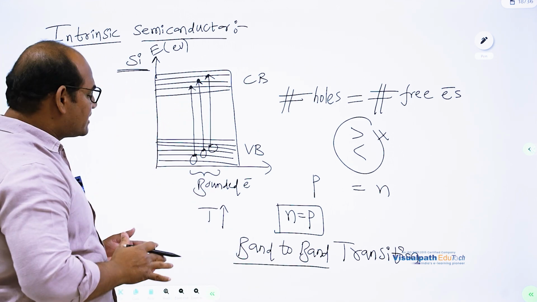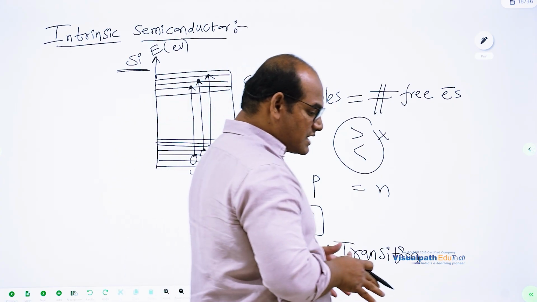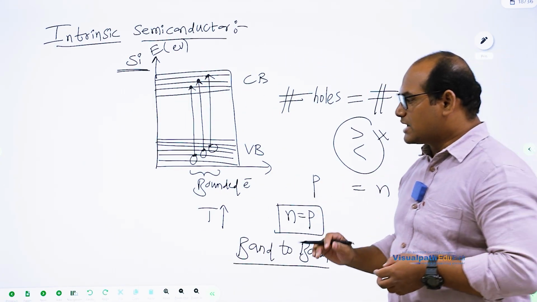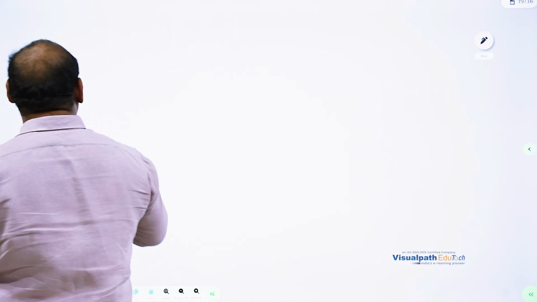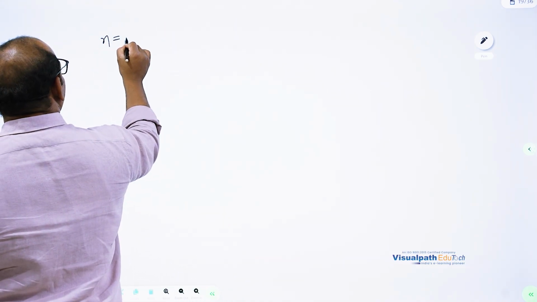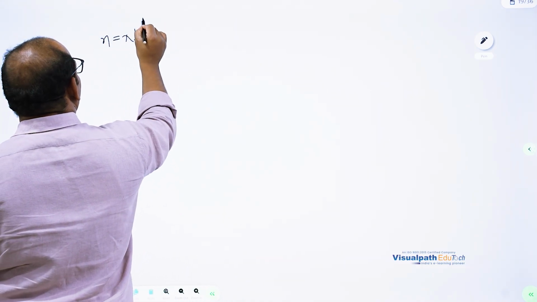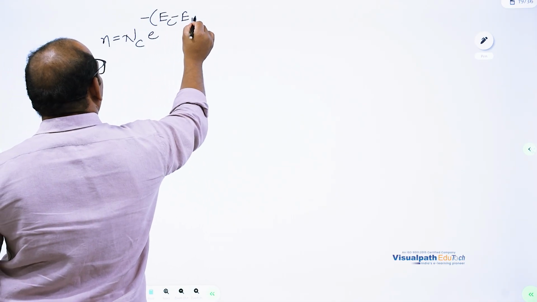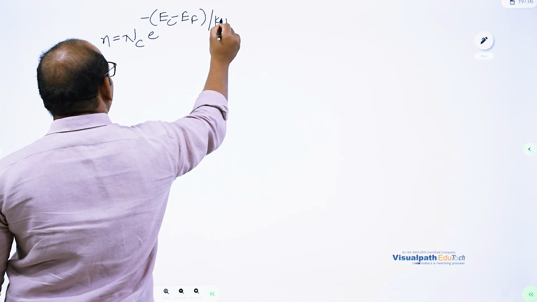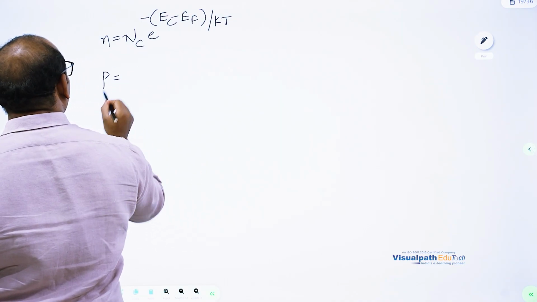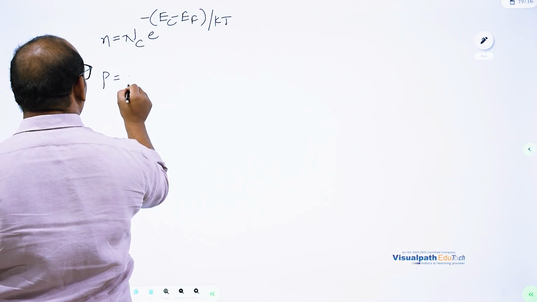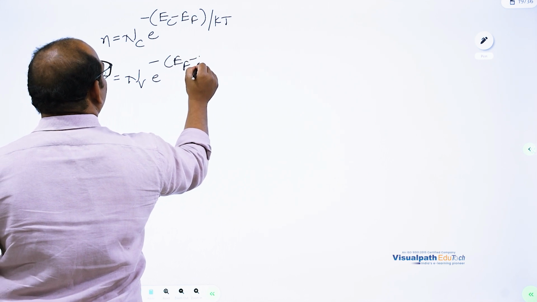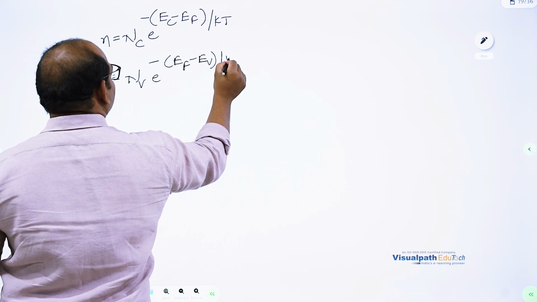So in case of the intrinsic semiconductor, we have understood that N is equal to P. That means free electron concentration is equal to hole concentration. And we have the formula for the free electron concentration: N is equal to Nc into e power minus of (Ec minus Ef) by kT. And we have a formula for the hole concentration: P is equal to Nv into e power minus of (Ef minus Ev) by kT.